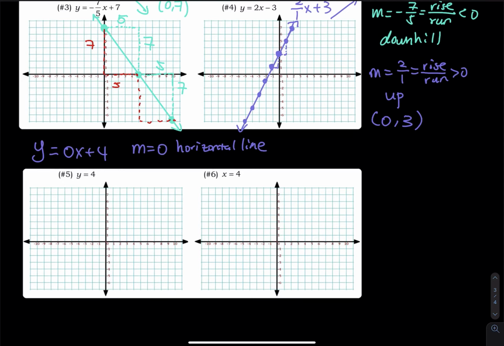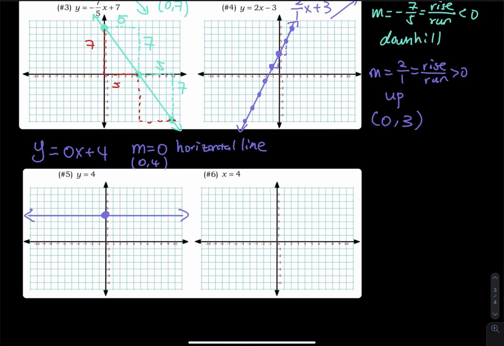And then the y-intercept is (0, 4). So at (0, 4), all you have to do is draw a horizontal line. It is just that easy. So it doesn't matter what x value you choose, y is always equal to 4, not going up, not going down.